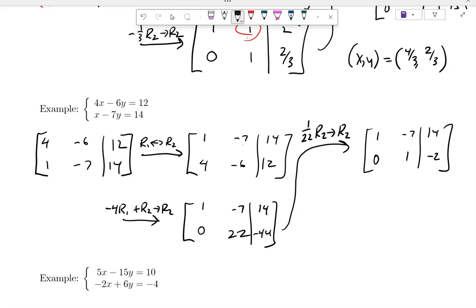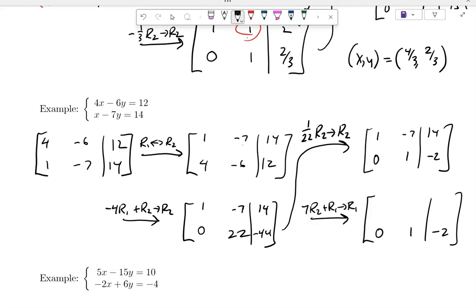Next step is get a 0. What do we need to do to get that last step here to get a 0? Multiply row 2 by, I think it's positive 7, right? Yeah, and then add up. That does not change row 2.